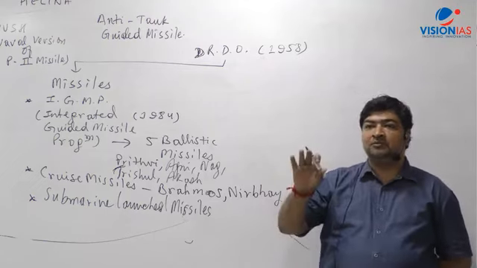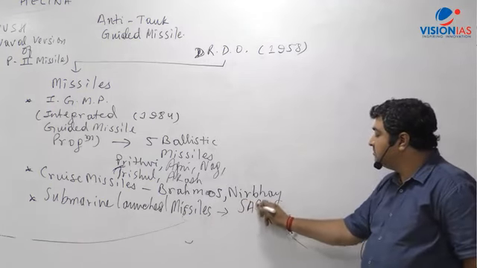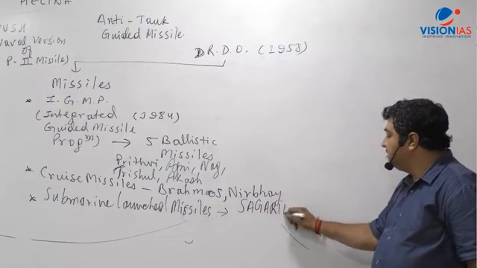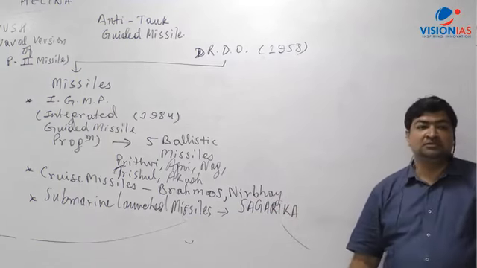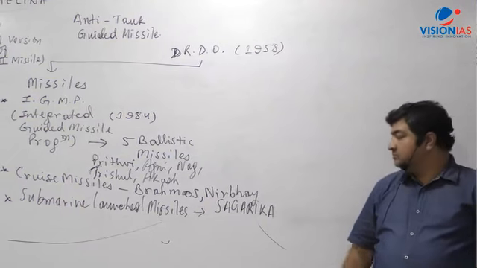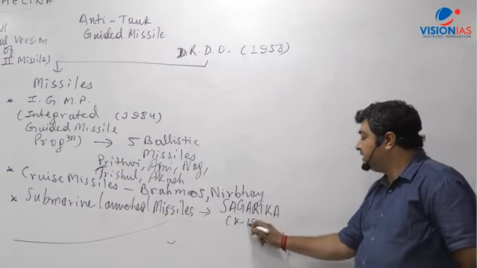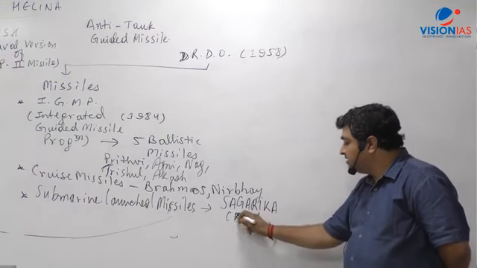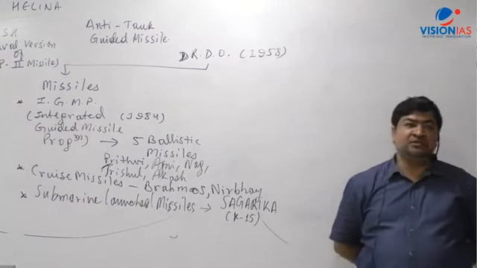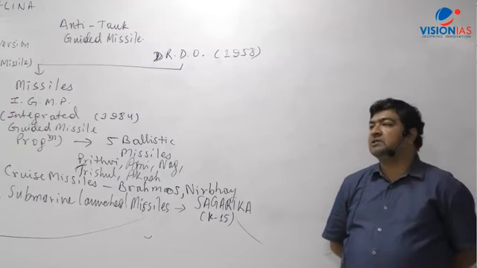So I'll give you the DRDO perspective. This one missile what I'm writing here, Sagarika. There's a name that comes, Sagarika missile. Sagarika missile is nothing but K15 missile of Russia. So in brackets I'm writing here K15. It is an indigenous version of the K15 missile, which is a Russian underwater missile. Now K15 missile has got a range of 700 kilometers.